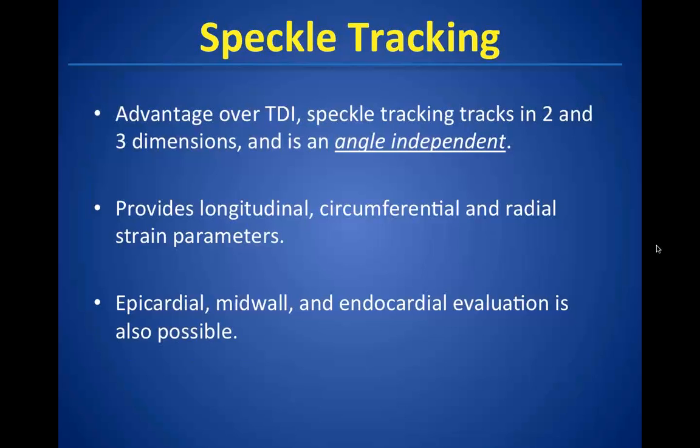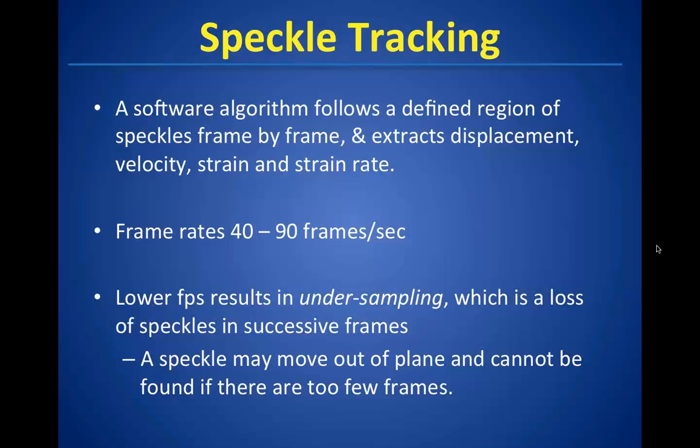The advantage of speckle tracking over tissue Doppler imaging is that speckle tracking tracks in both 2 and 3 dimensions and is angle independent. It provides longitudinal, circumferential, and radial parameters, and can also give you epicardial, mid-wall, and endocardial measurements. A software algorithm that follows a defined region of the speckles frame by frame and extracts the displacement, velocity, strain, and strain rate is used.